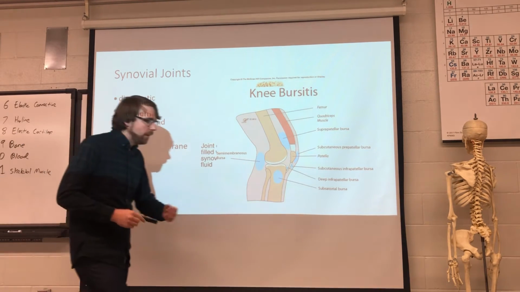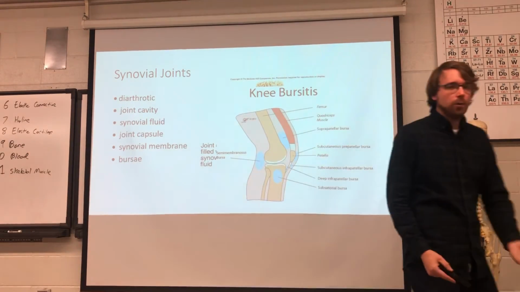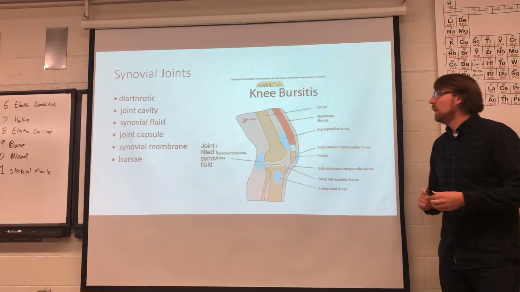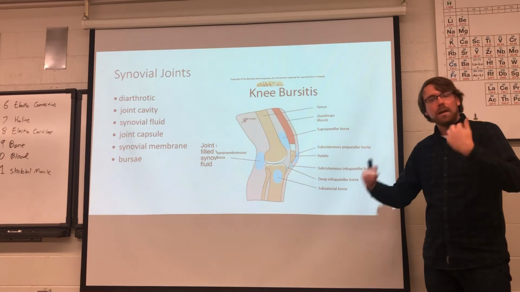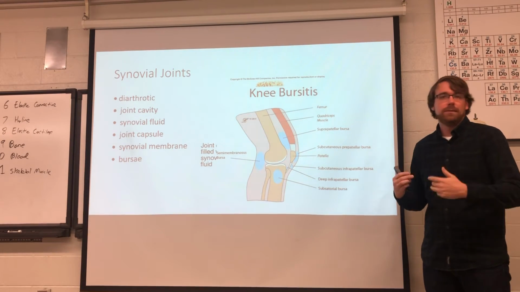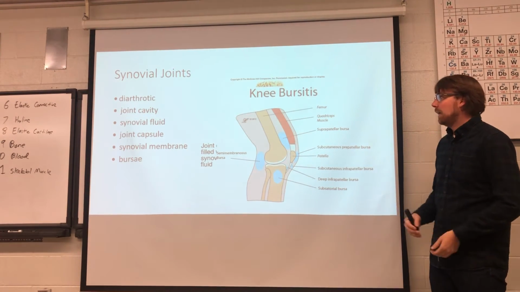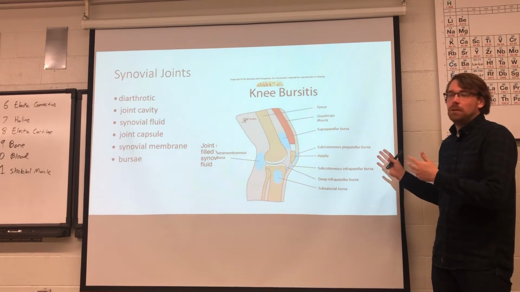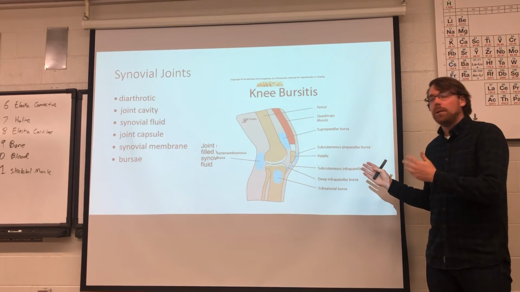So that finally brings us to synovial joints. A synovial joint is at least what I think of as a joint. If I say something is a joint, I'm generally talking about a synovial joint unless I've made another point about it.